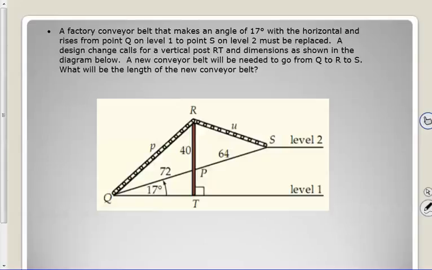And then really advanced, boom, that one right there. A factory conveyor belt that makes an angle of 17 degrees with the horizontal and rises from point Q on level 1 to point S on level 2 must be replaced. A design change calls for a vertical post RT, as you can see in the picture, and dimensions as shown in the diagram below. A new conveyor belt will be needed to go from Q to R to S. What will the length of the new conveyor belt be? So that's a challenge. That's what we're going to do in class tomorrow.